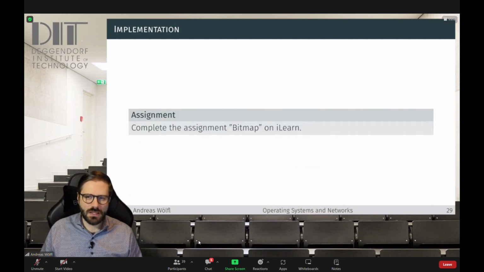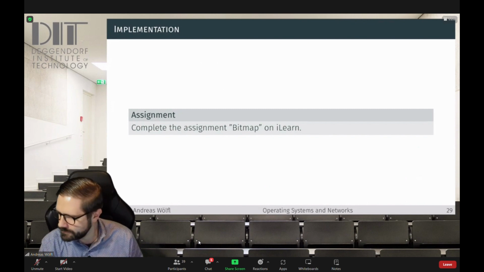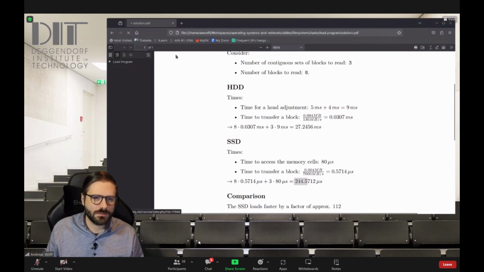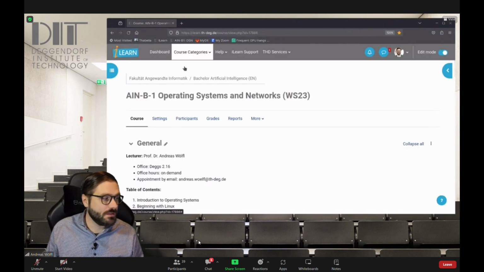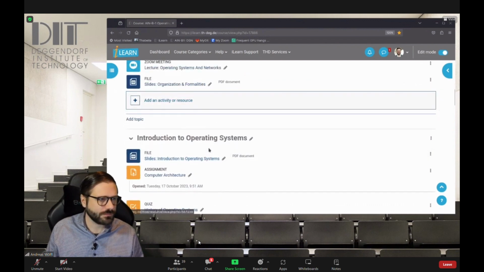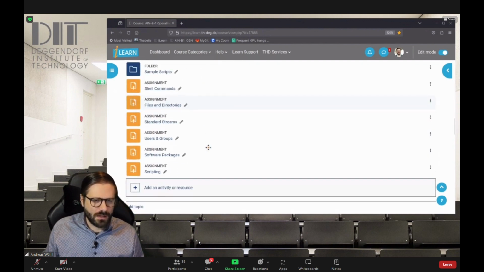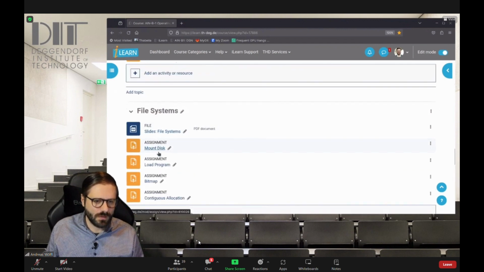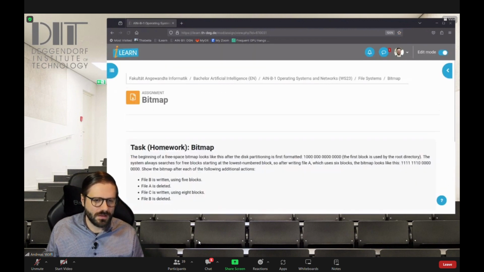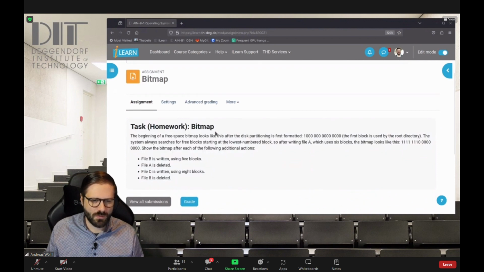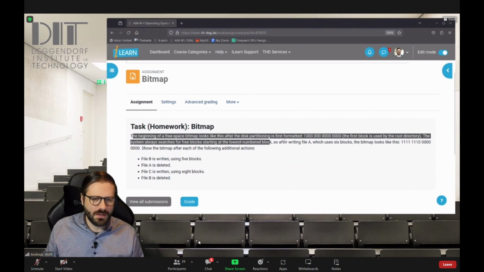And next we do a bitmap assignment. So let me, or hopefully I don't need the keyboard to log on now. Yes, I don't need it. That's good. Okay, next let's do this bitmap task. Oh, it's declared as homework. Let's do this right now.